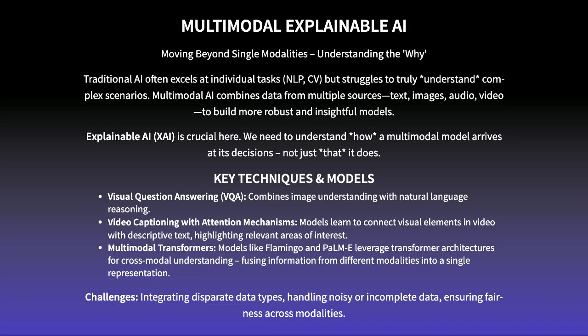Okay, let's talk about multimodal explainable AI. Think about how we naturally understand the world. We use all our senses. Multimodal AI is similar. It's about feeding models information from multiple sources like text, images, and even audio or video to get a much deeper understanding than if we only focused on one type of data. And because it's complex, explainable AI becomes really important. We need to know why the model made a certain decision, not just that it did. There are some exciting techniques like visual question answering and video captioning with attention. These models learn to connect what they see with what they read. And then we're seeing powerful multimodal transformers emerging that can really fuse all this information together. It's still a challenging field, dealing with different types of data, making sure everything is accurate, and ensuring fairness across those modalities.